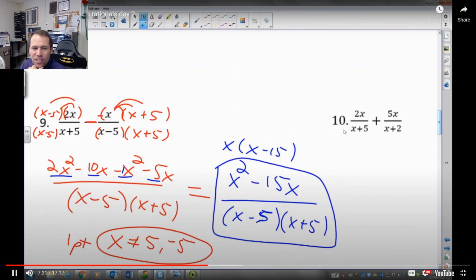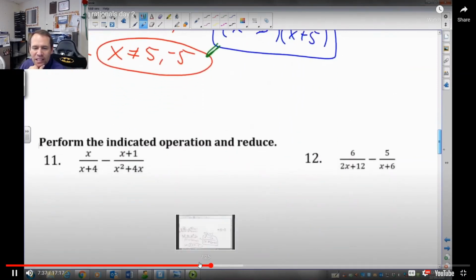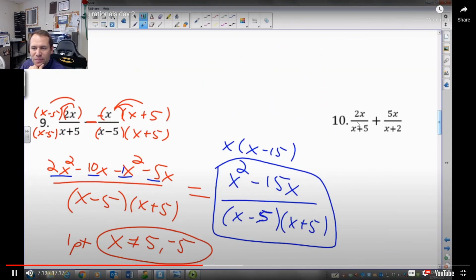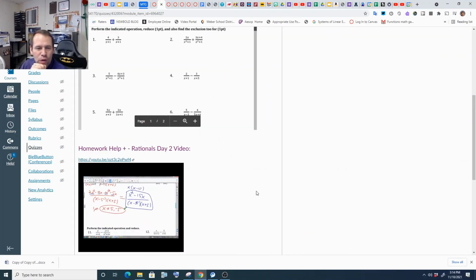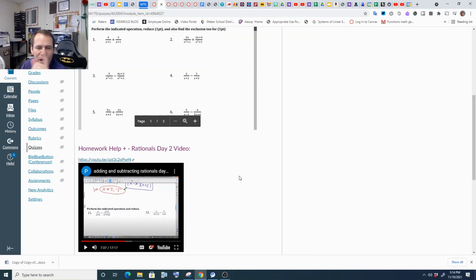So for example, number 10 on this same assignment, you'd multiply the left side times x plus 2 and the right side by x plus 5, top and bottom. Then distribute it through and combine the top over the bottom once. Now our exclusions would not be a positive 5, but a negative 5, and the exclusions for number 10 would be a negative 2. Cool. So that's just an overview of what we're doing this week.